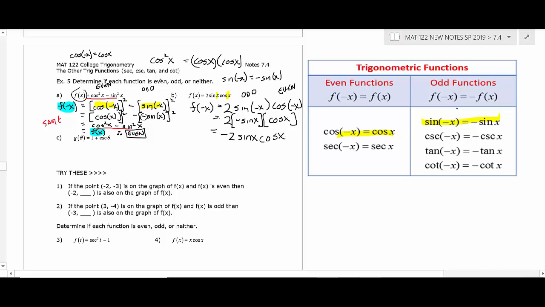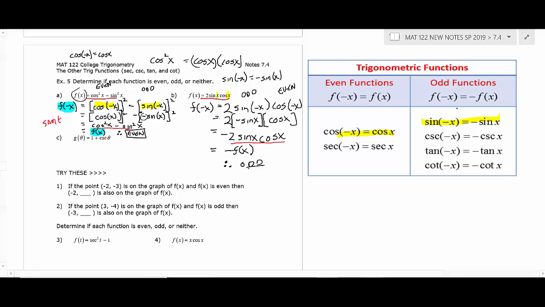Now what you always do is compare the original to what you ended up with. What do you notice about 2 sine x cosine x and negative 2 sine x cosine x? They're opposites. Very good. Since they're opposites, you write negative f of x. The conclusion we come up with is f of negative x is negative f of x. That's therefore an odd function. So we say we have just proved that it's an odd function.